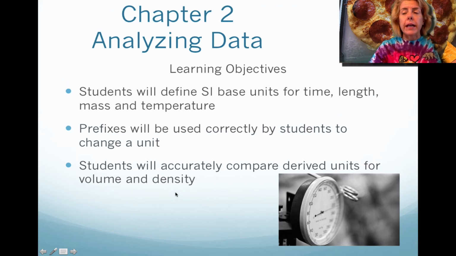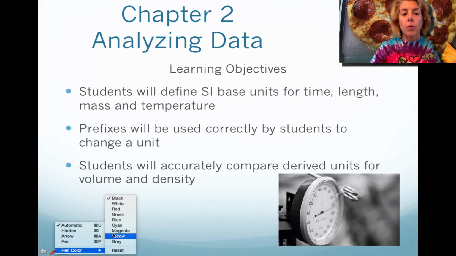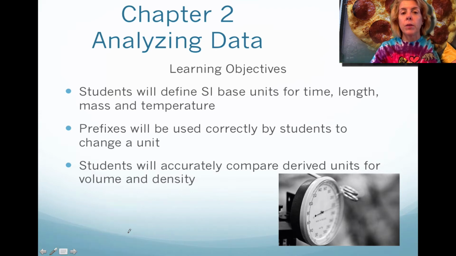We're going to be talking about analyzing data with this series of videos. And as you'll notice, I have a few learning objectives for part one today. When we're looking at analyzing data, we need to talk about SI units first because we need to know the language of science, which is metric. Also, we need to understand the types of prefixes that are typically used with the metric system. And then lastly, we're going to compare derived units with volume and density.